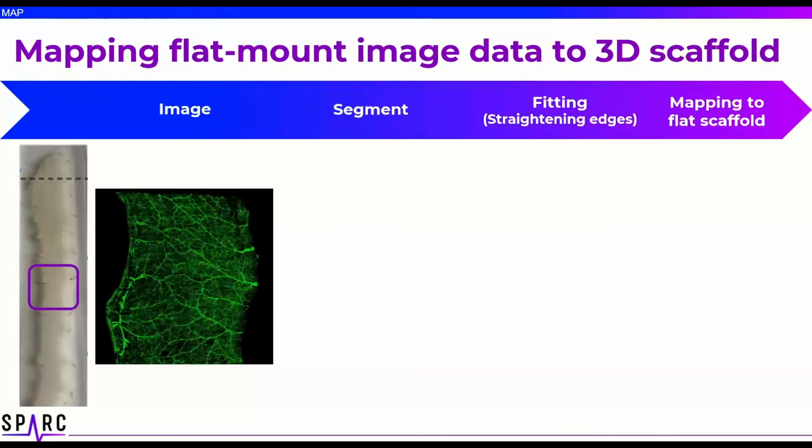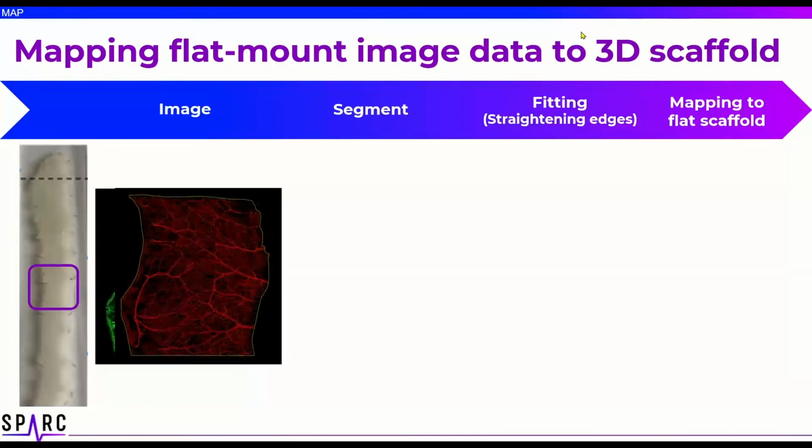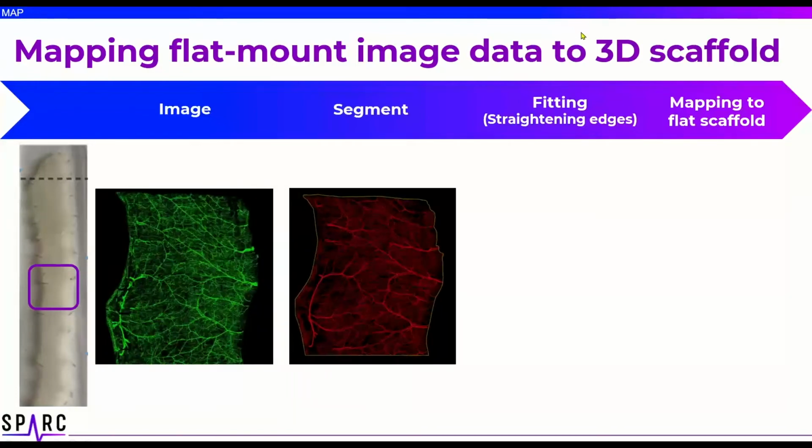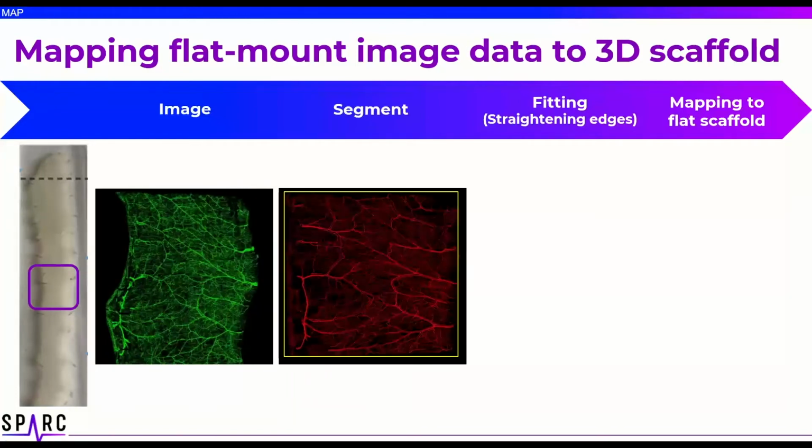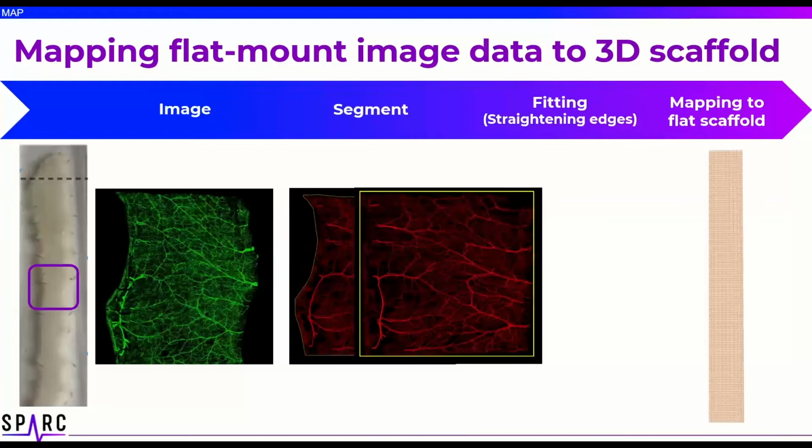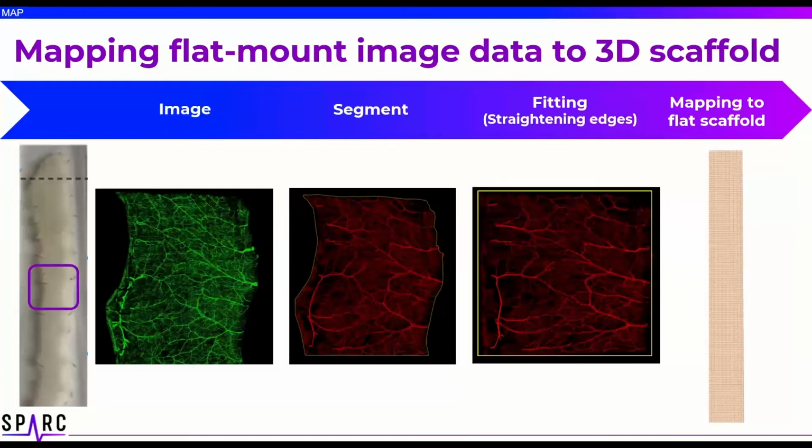So some of the image data that we work with are obtained from samples abstracted from flat preparations of organs. For example, here we have a vascular image from a mouse colon section, which was obtained by Dr. Martha Howard. To map this image data to a 3D scaffold, we first segment the image to obtain the coordinates and the size of the blood vessels. The image data is then processed to straighten out the uneven cut edges. And this step is essential as we need to ensure that the sample can be aligned nicely along the straight edges of the flat colon scaffold.